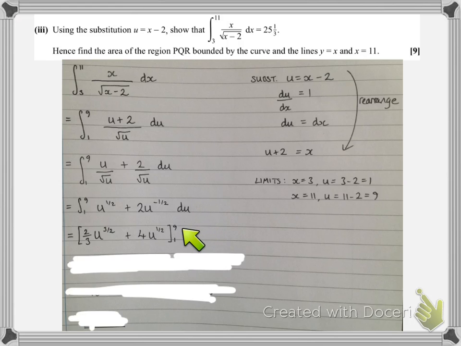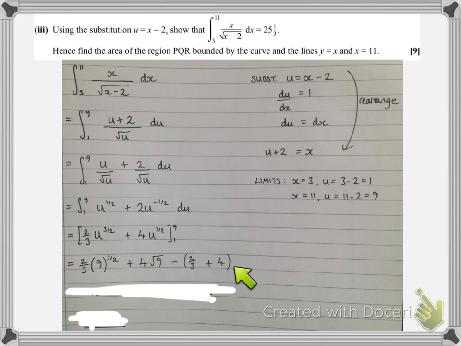We're now going to substitute the u values in. So we've got 2/3 times 9 to the power of 3 over 2 plus 4 root 9, and then we subtract what we get when we substitute in the 1. Now it's worth putting these brackets here, because if you don't, then you might not get that this is actually subtracting 4 here, and then you'll obviously be out by about 8. So it's very important to put the brackets in when you're subtracting.